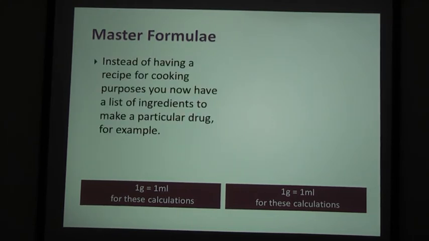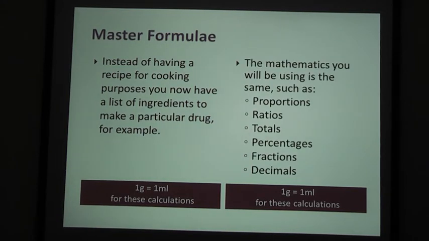Instead of having a recipe for cooking, you now have a list of ingredients to make a particular drug. The mathematics you will be using is the same, such as proportions, ratios, totals, percentages, fractions, and decimals. So instead of making tacos or pancakes, you're now going to make up a drug mixture. 1 gram equals 1 milliliter for these calculations, and that's what you need to remember. 1 gram is 1 milliliter.